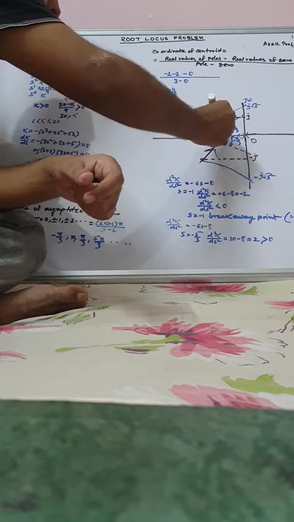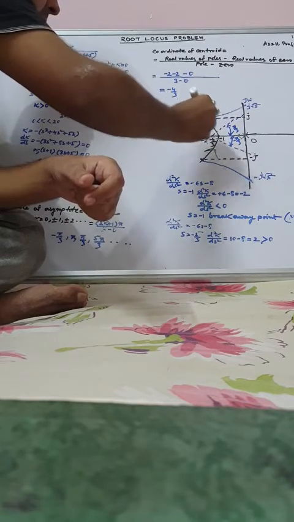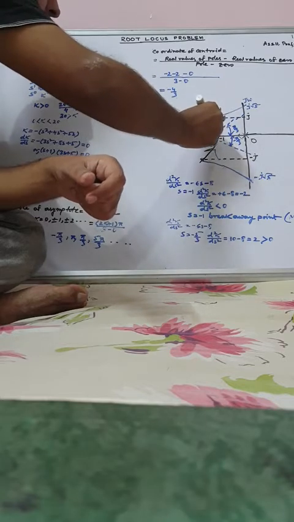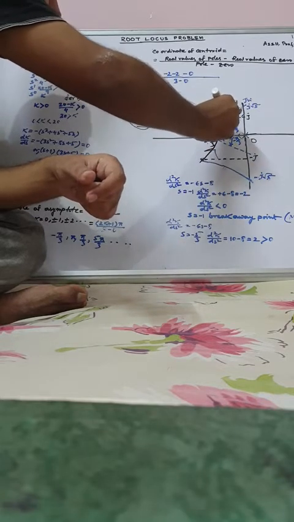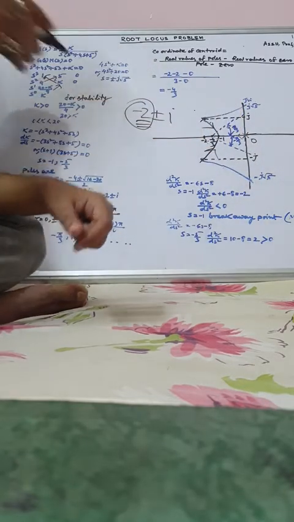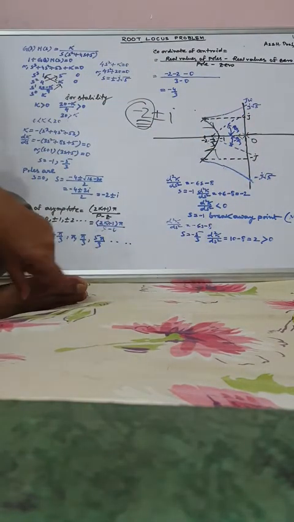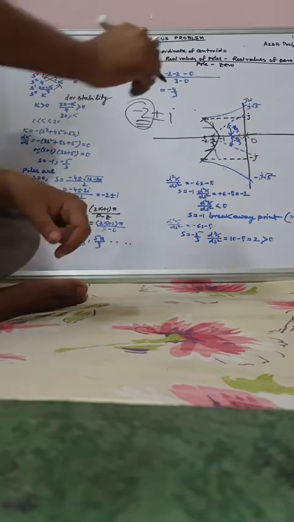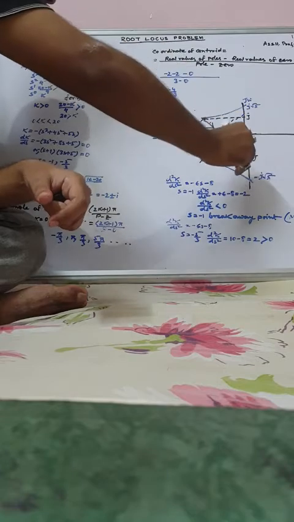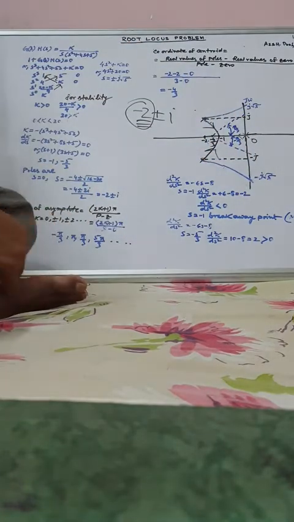This is -1, the breakaway point, and this is the coordinate of the centroid, -4/3. This is the angle of asymptote, π/3, and this is -π/3. And this is the cutting point at the jω axis, j√5 and -j√5. This is the cutting point at the jω axis.